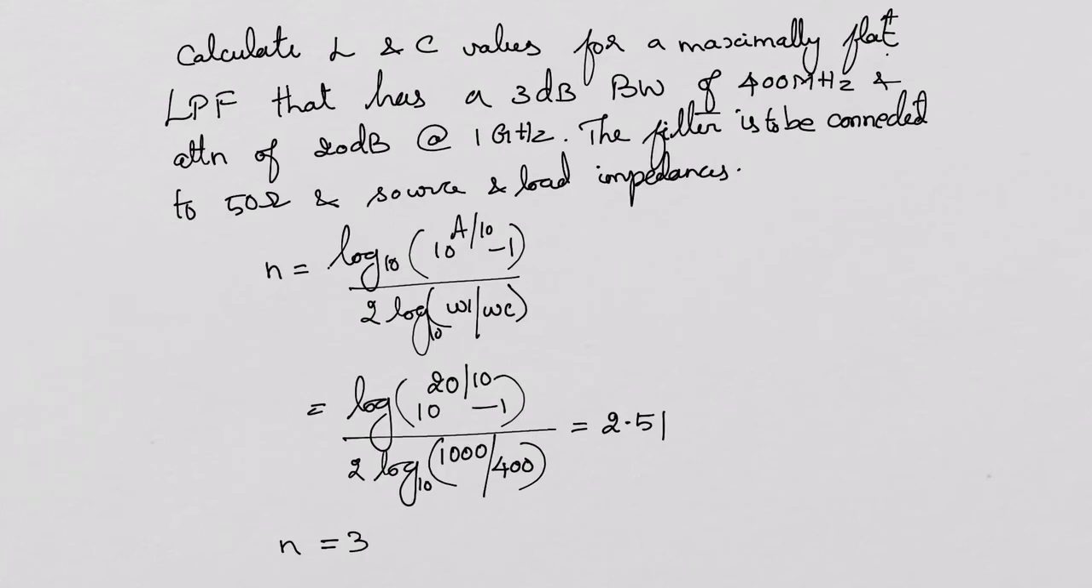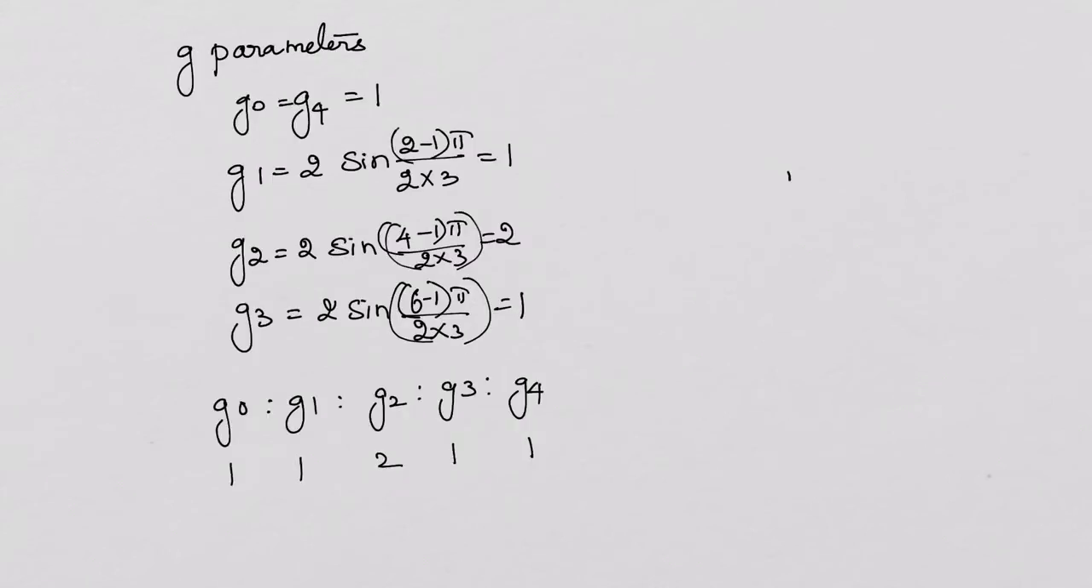But we cannot have the order of the filter as 2.51, so we need an integer value, 3. So N, the order of the filter, is 3. Now we need to calculate the G parameters. Since we are using normalized impedances, G0 and Gn plus 1, that is G4, is equal to 1. Then we determine the other parameters G1, G2, G3 using the expression 2 into sin of (2k minus 1) into pi divided by 2n. Using that, G1, G2, G3 are 1, 2, 1.